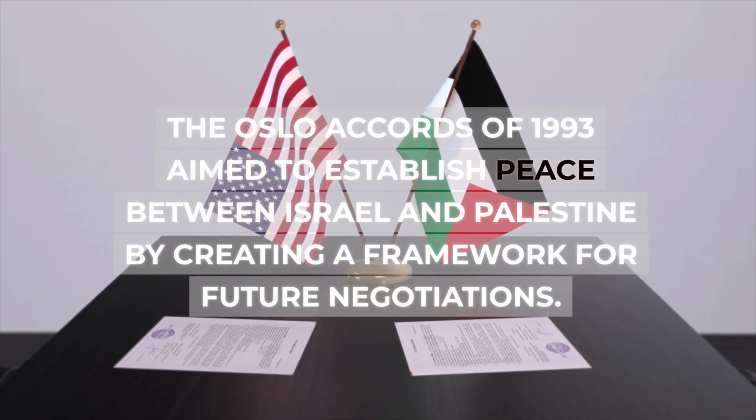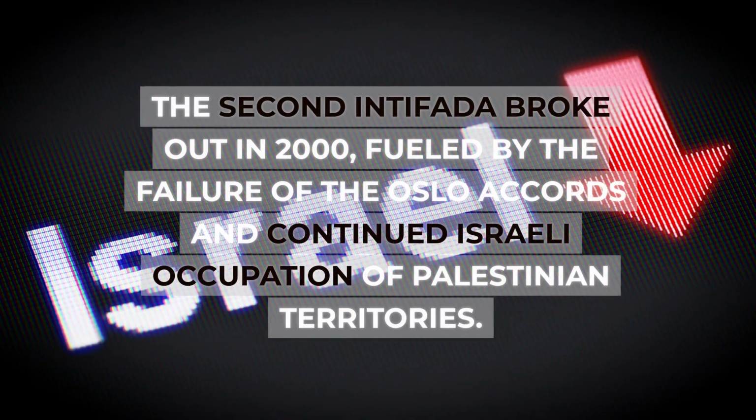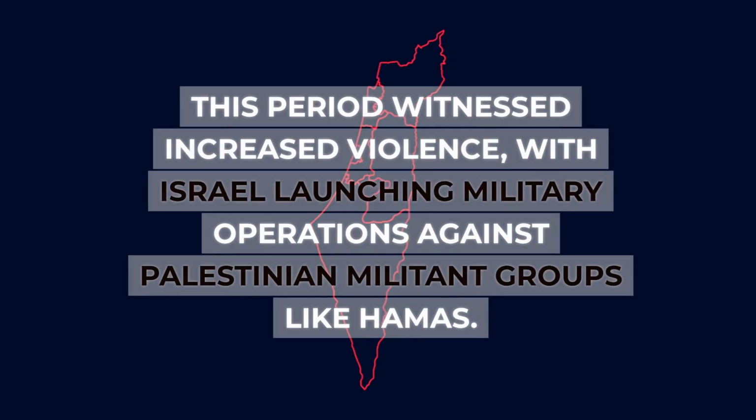future negotiations. However, these efforts ultimately failed to bring about a lasting solution. The Second Intifada broke out in 2000, fueled by the failure of the Oslo Accords and continued Israeli occupation of Palestinian territories. This period witnessed increased violence, with Israel launching military operations against Palestinian militant groups like Hamas.